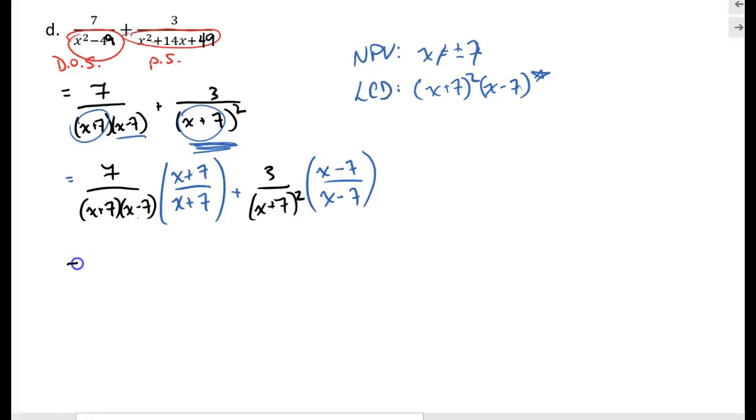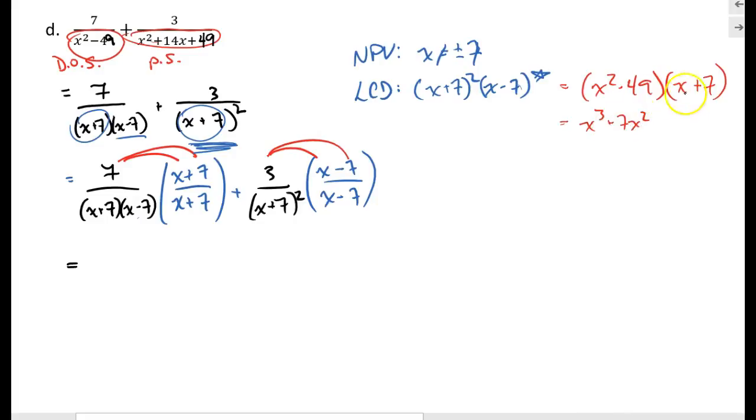Okay. So again, I'm going to distribute and kind of skip some steps in terms of space. I am also going to expand this, so that would be x squared minus 49 times x plus 7. So that would be x cubed plus 7x squared minus 49x minus, and you'll have to use your calculator to figure out 49 times 7. Okay, and that gives us 343.